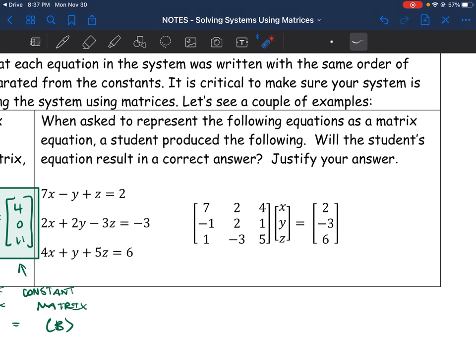Let's start by trying to figure out if the student's coefficient matrix is correct. So the coefficients should go 7, -1, +1. But their coefficient matrix for the first row goes 7, 2, 4. So right off the bat, we're going to say no. Their matrix equation would not result in a correct answer. The reason being, their coefficient matrix is not set up correctly. Okay, so that'd be my justification. The coefficient matrix is not set up correctly.